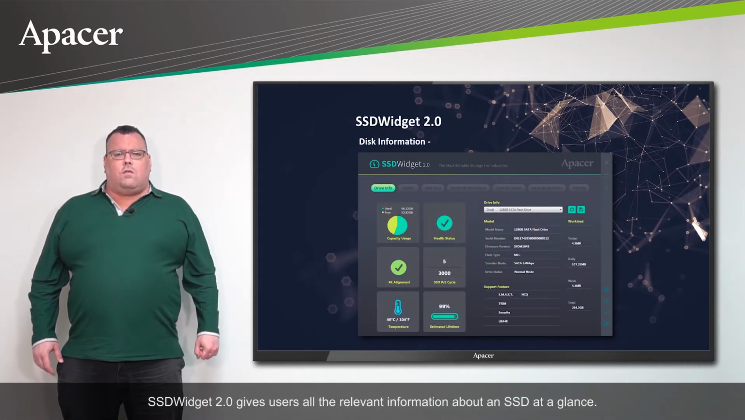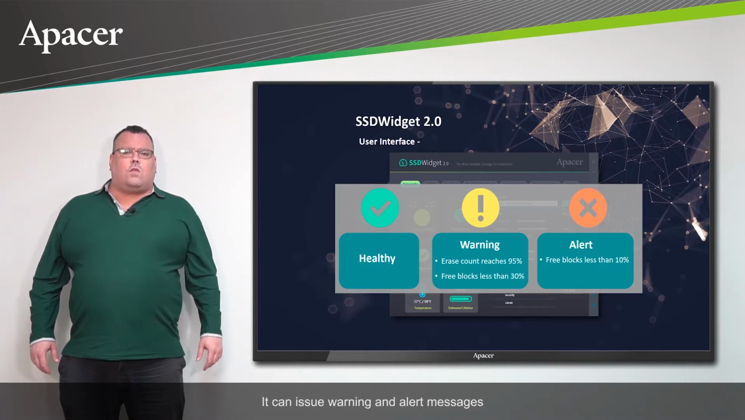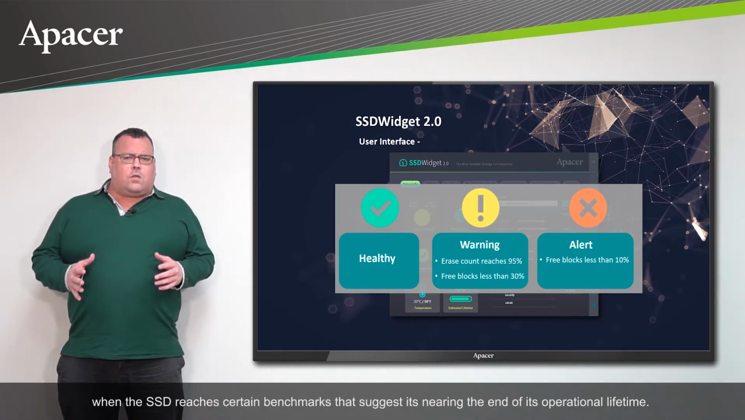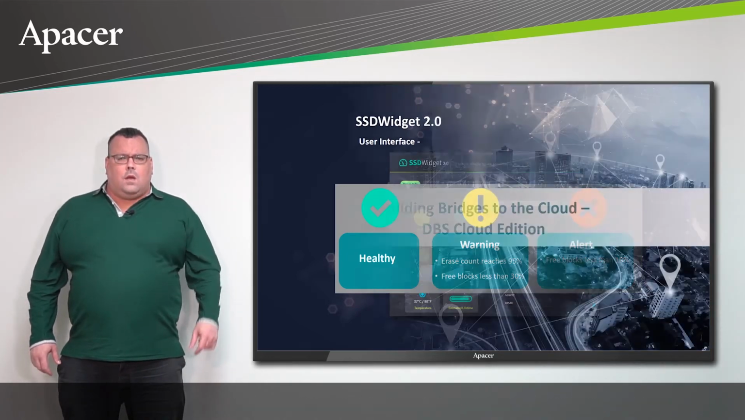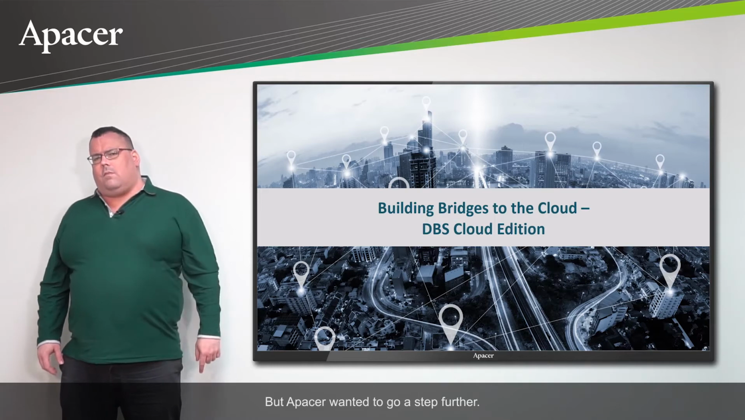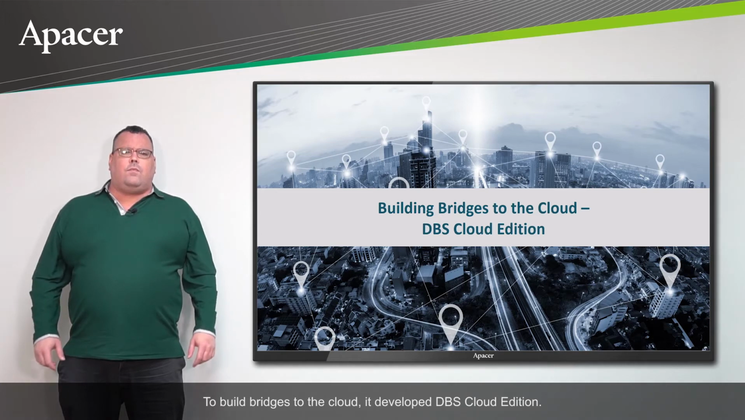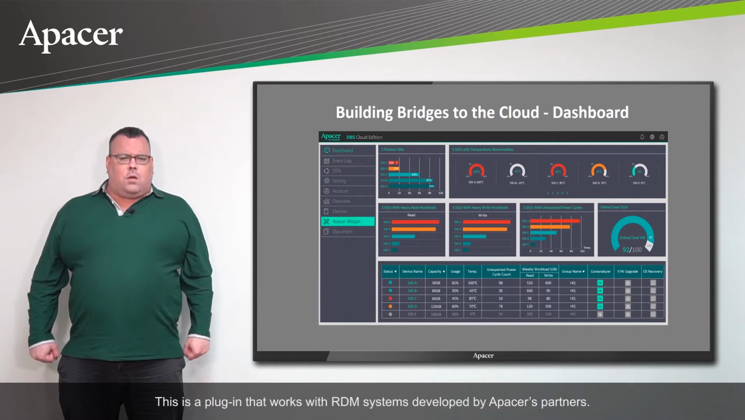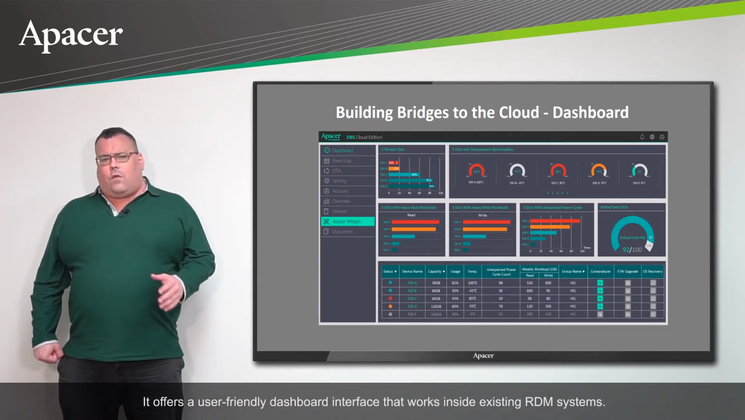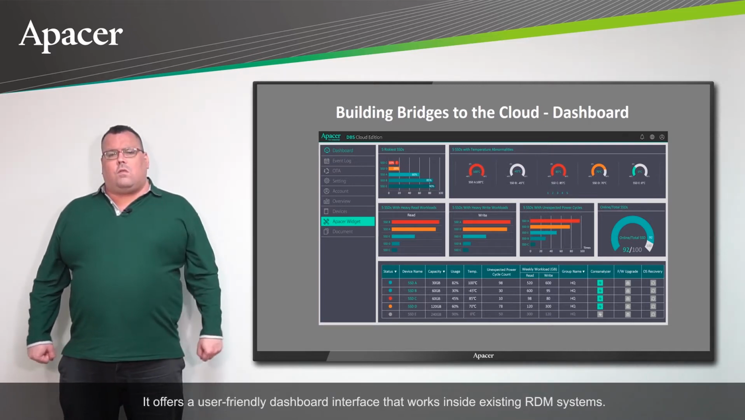SSD Widget 2.0 gives users all the relevant information about an SSD at a glance. It can issue warning and alert messages when the SSD reaches certain benchmarks that suggest it's nearing the end of its operational lifetime. But Apacer wanted to go a step further. To build bridges to the cloud, it developed DBS Cloud Edition. This is a plugin that works with RDM systems developed by Apacer's partners. It offers a user-friendly dashboard interface that works inside existing RDM systems.